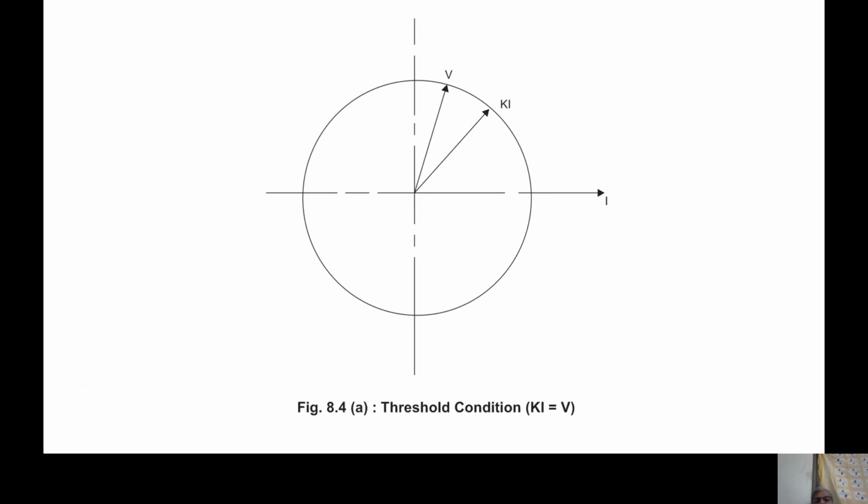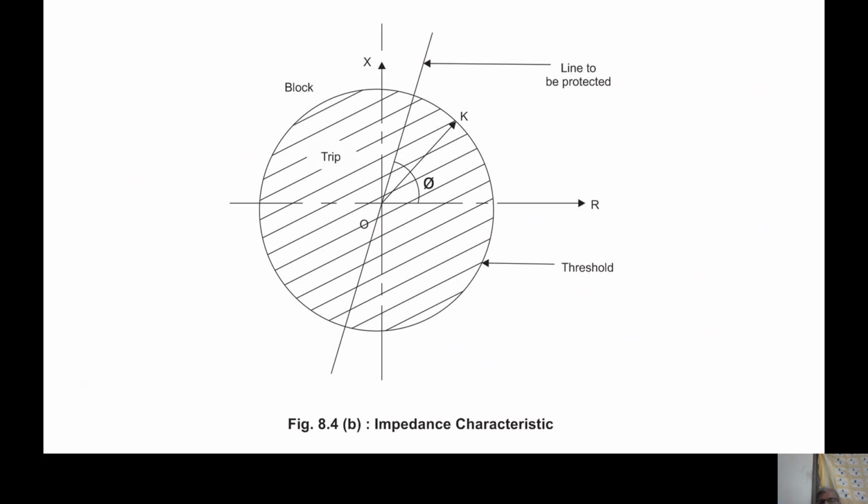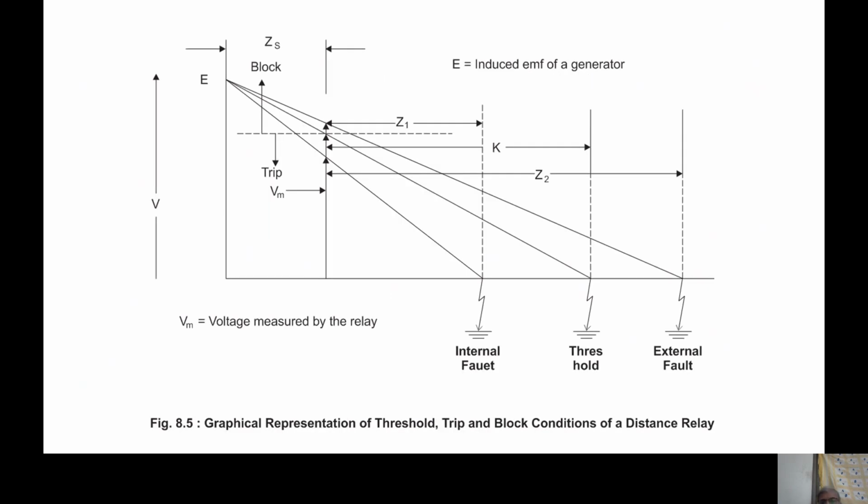But if V is less than Ki, that means the voltage is within the circle. Iz is less than Ki. Ki will remain the same, but V will be within the circle. Then it is the operate condition. And if V goes out of the circle, it is the block condition. Right? So that is also what we have seen. So this shows everything, the line to be protected and everything. This also we talked about, right? Graphically, it can be represented like this.